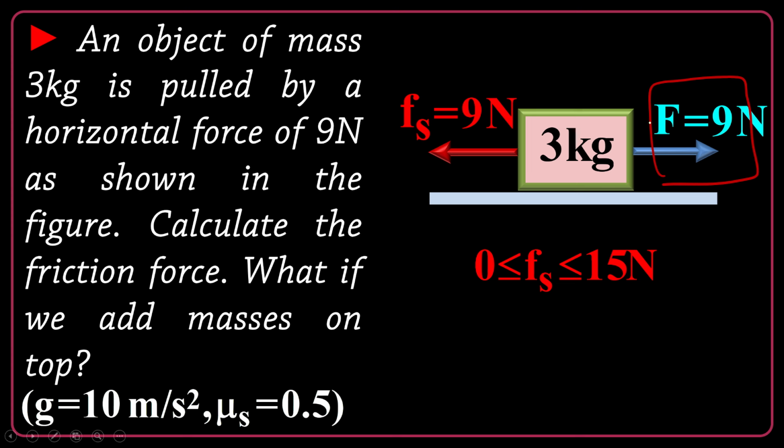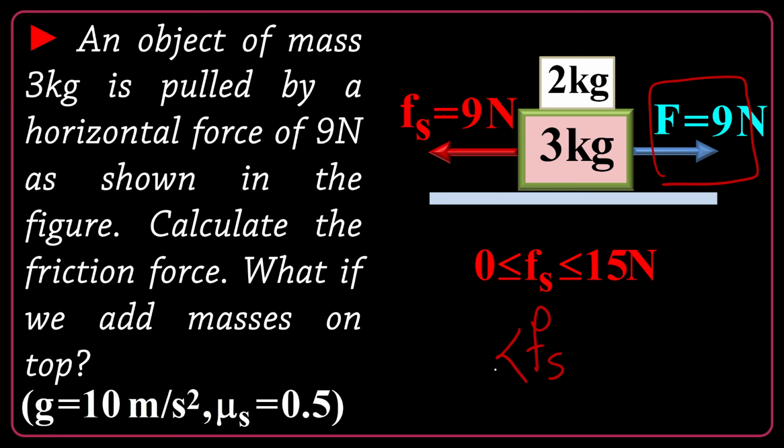I won't pull the object with any other force, but I will check the static friction according to some additional loads on this object. Let's put some additional masses on top. What happens if I do that? Okay, let's add 2 kg of mass, an extra load on the 3. My force is still 9. Okay, what about the static friction? Let's decide about it.